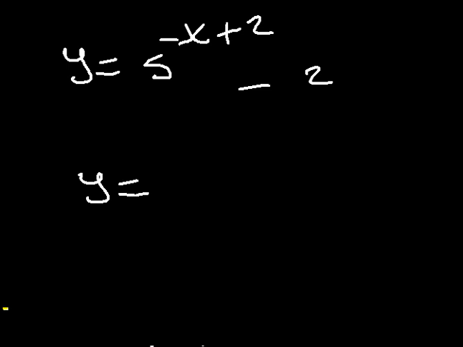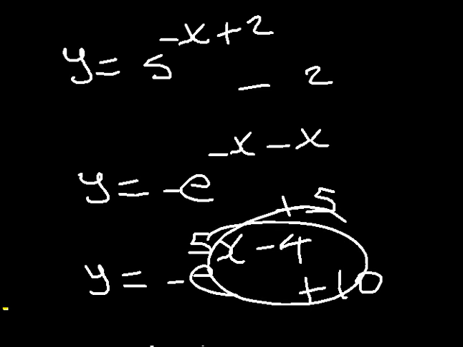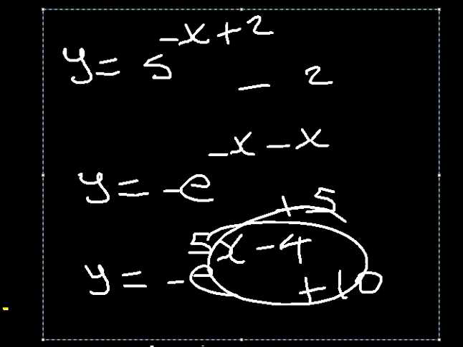Now try to practice these on your own time. Let's say you have y is equal to 5 to the power negative x plus 2 minus 2. Y is equal to negative e to the power negative x minus x, plus 5. And y is equal to negative e to the power 5x minus 4, plus 10. Specify the domain, range, intercepts, as well as the asymptotes where necessary. That's how the graphs of exponential functions can be plotted and sketched. Thank you.